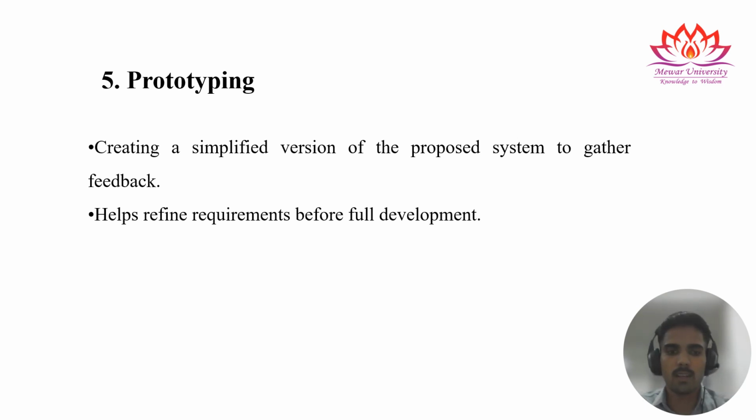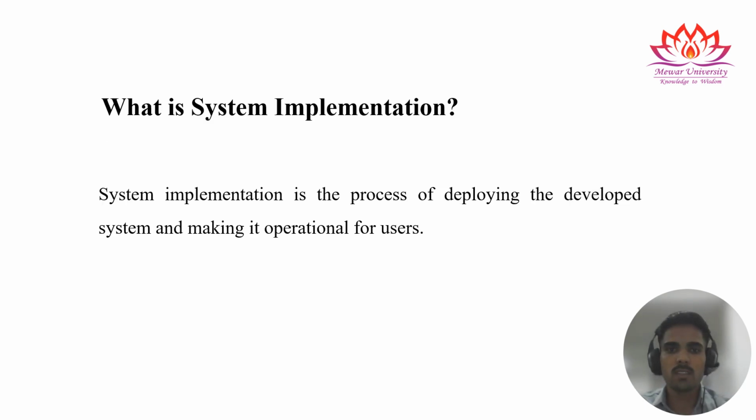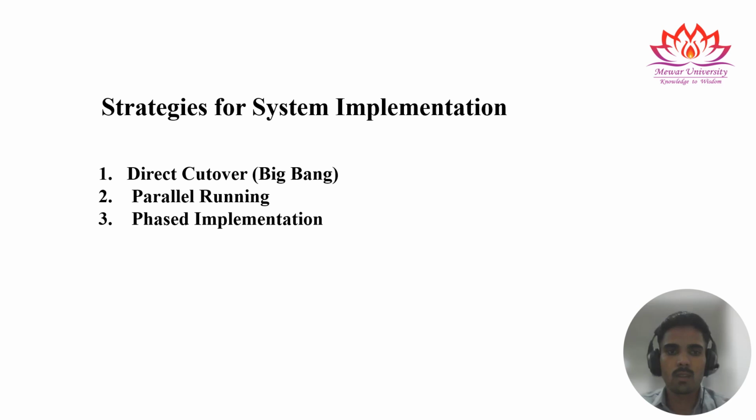Now, next is what is system implementation? System implementation is the process of deploying the developed system and making it operational for users. Strategies for system implementation. There are some strategies used in system implementation: direct cutover or big bang, parallel running, and third, phased implementation.